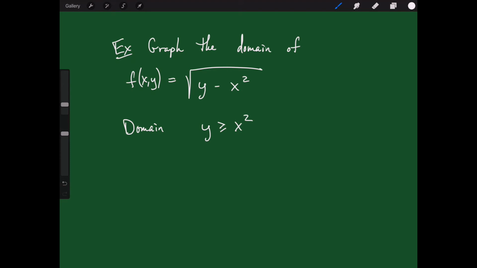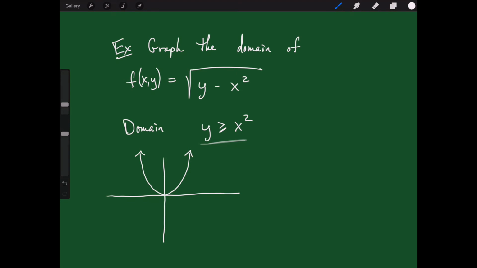Well, what does y is greater than or equal to x squared look like? Well, let's draw our xy plane. And I'm going to just treat this as if it's an equal sign for a second. So if it was y equals x squared, that's just a nice parabola. And notice I'm drawing this with a bold line, and the reason I'm drawing it with a bold line and not a dotted line is because the equal to is included. So y equals x squared, that's fine, that's good, and so I draw a bold line. If it was just y is greater than x squared, then I'd use a dotted line.